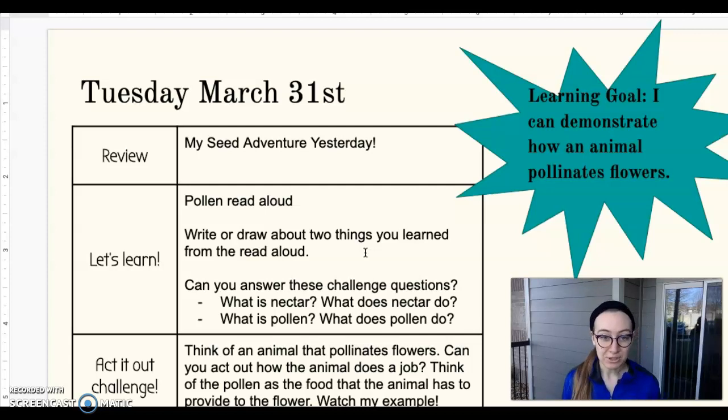All right, now that you've got that all done, I have an acted out challenge for you. And this is when we're going to demonstrate how an animal pollinates flowers. So, think of an animal that pollinates flowers. What were some ones they talked about in the read aloud? I think they talked about bugs, birds, bees, bats. That was good alliteration. Did you hear how each word I said started with the same sound? Birds, bats, bees, bugs. They all start with B.